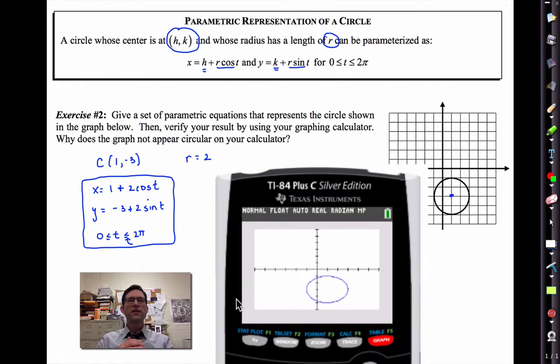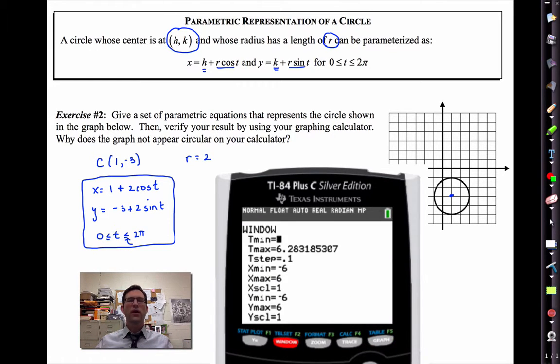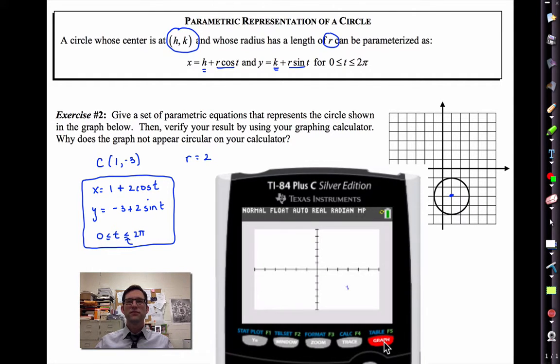Now, before we move on to the next exercise, let me just show you a few things. Let's go back into the window really quick. Let's change it so we're not going 0 to 2 pi. Why don't we go to 0 to 3 pi over 2? I bet you can already predict what's going to happen here. If I hit graph, right, look what's going to happen. It's going to stop short. It's going to stop down there at 270 degrees or -90, depending on how you want to look at it.